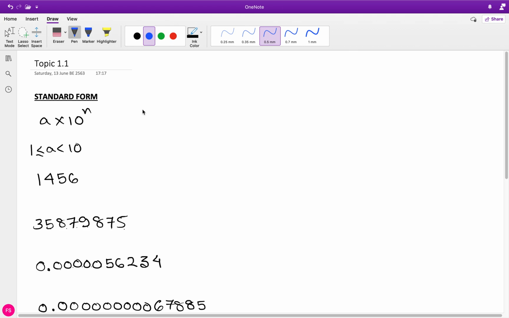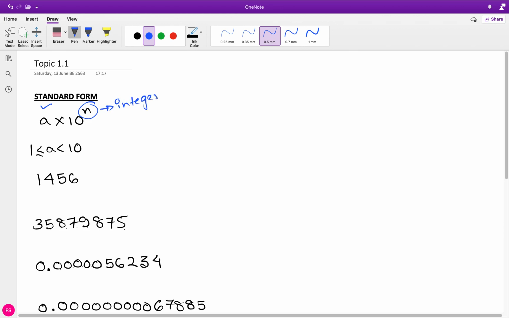Now, what is the standard form? Sometimes when you solve math questions, you will come across a lot of numbers that are very small or very large. If you want to write those numbers in a more comprehensible form, then you need to use the standard form, also known as the scientific notation. Standard form means writing your answers in this form, a times 10 to the power of n, where this a is more than 1 and less than 10, and this n has to be an integer.